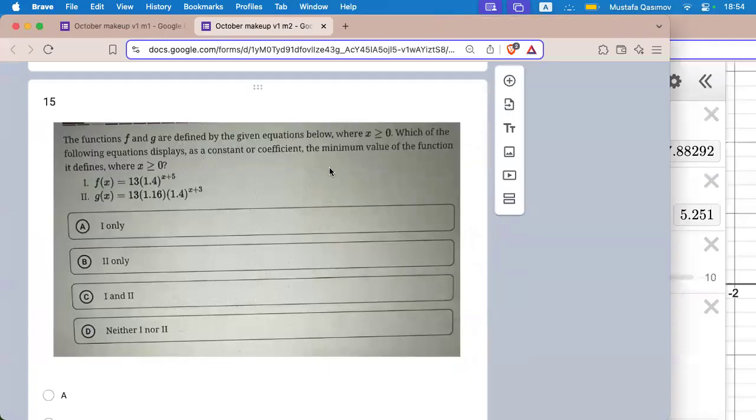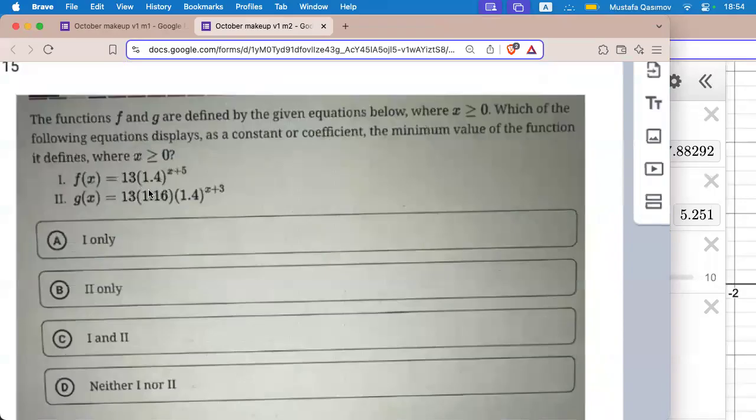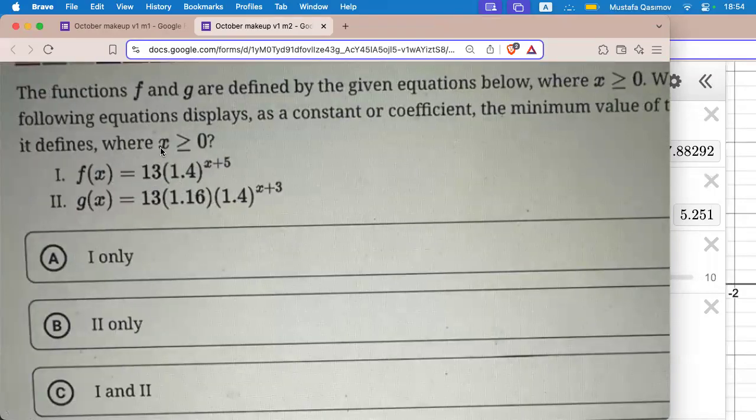15. Which of the following equations displays its minimum value as a constant or coefficient? Both of them are exponential functions. And when we don't have this condition, x is greater than or equal to 0 or x is less than or equal to 0, we don't have a maximum or minimum value. If there is no such condition, x greater than or equal to 0, then the exponential function has no minimum or maximum point or value.